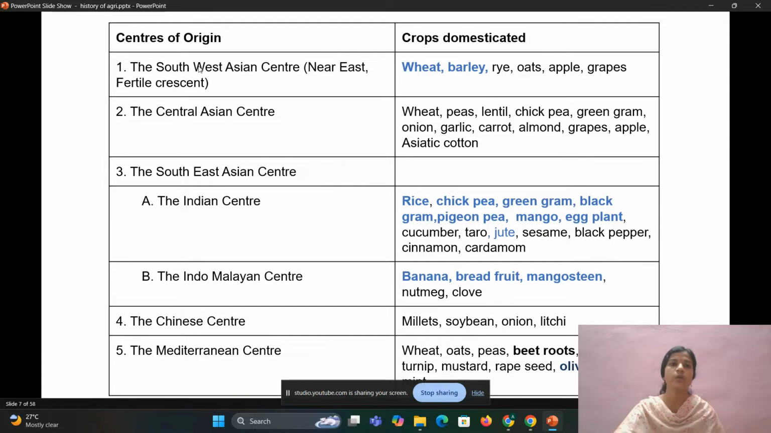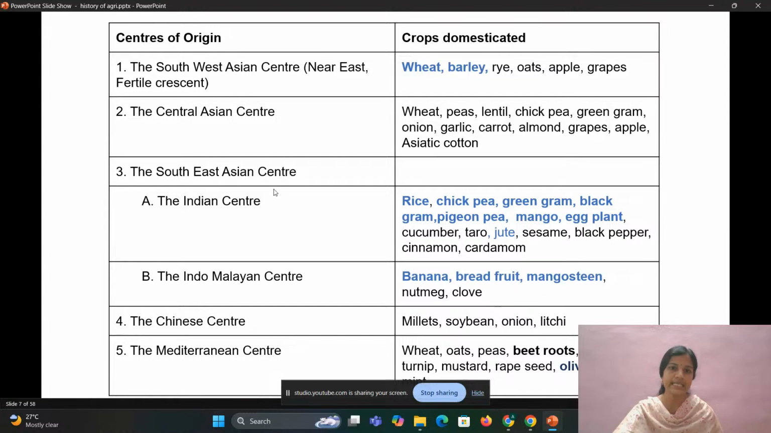When we talk about Southwest Asia, it is believed that the crops, especially cereals like wheat and barley, originated in Southwest Asia. Other crops are rye, oats, apple, grapes, etc. But usually questions are asked regarding the center of origin of wheat. So the center of origin of wheat is Southwest Asia. And it was also first domesticated in the Central Asian Center. So Central Asia is also regarded as a center of origin of wheat.